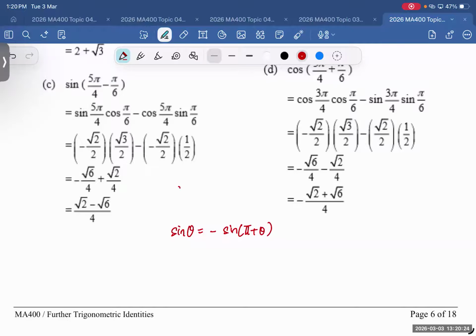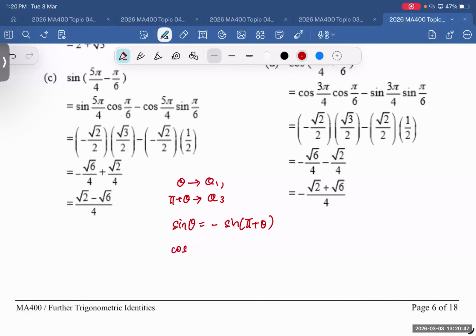Because if I visualize theta as a cube, if theta is in quadrant 1, pi plus theta is in quadrant 3. Am I right to say so? So that means sine theta should be negative of sine pi plus theta, because in the third quadrant, sine is negative. Now, what about cosine? Cosine also same, right? Cosine is negative in the third quadrant. So what I am trying to say is that sine pi over 4 should be the negative of sine 5 pi over 4.